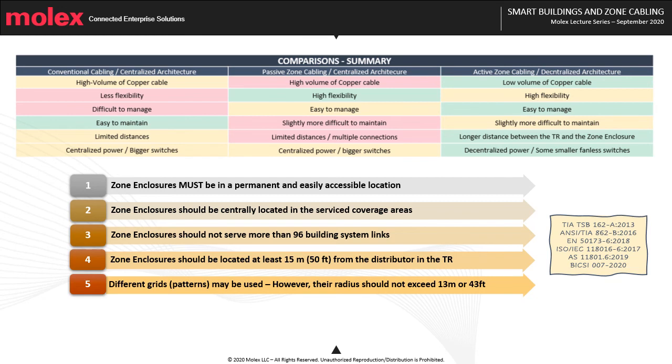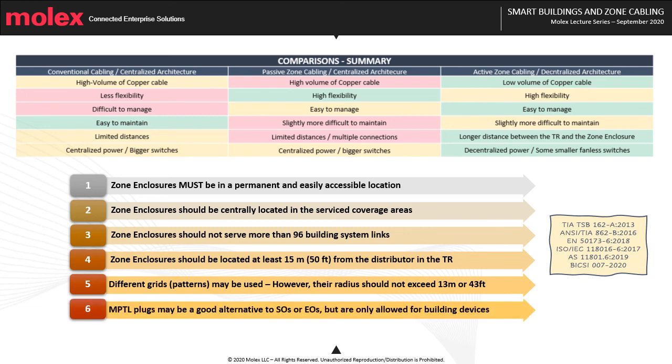Also, different grids and patterns may be used. However, their radius should not exceed 13 meters or 43 feet. And finally, MPTL plugs may be a good alternative to service outlets or equipment outlets, but they are only allowed for building devices.